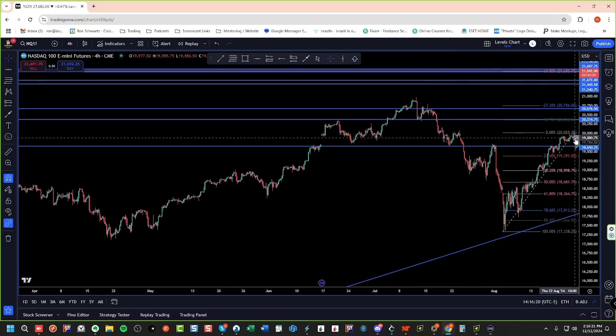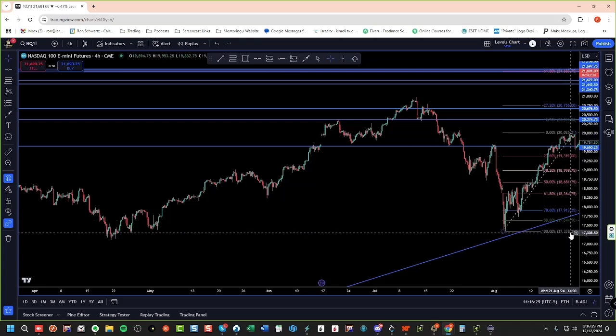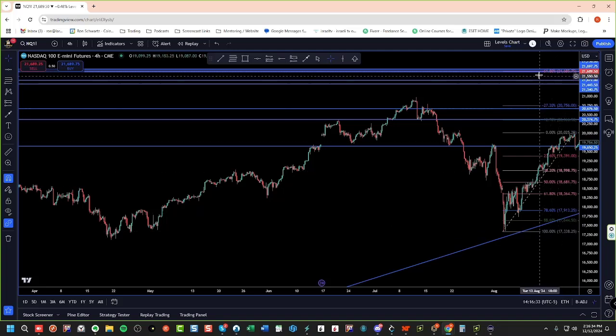you're going to love this part. Back in August, when I drew this Fibonacci, because that's when I would have drawn it, I would have told you then, if we don't break below 17,350, we're going to 21,677. And you would have said, you are out of your mind.